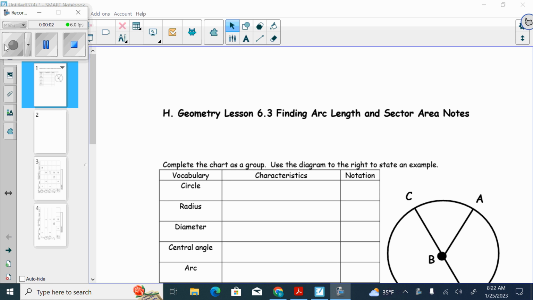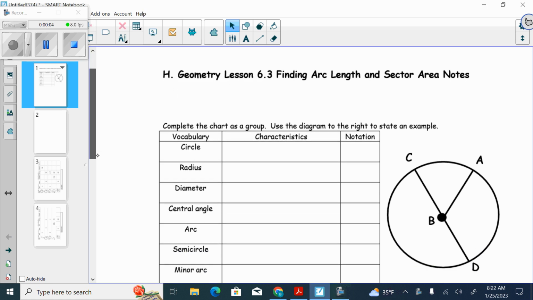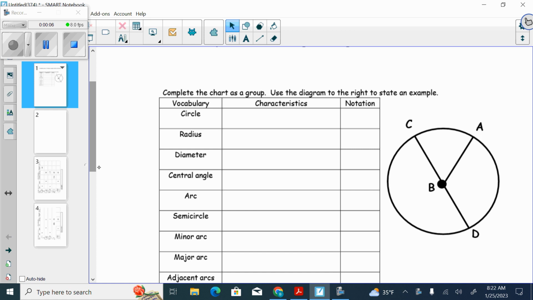Circle. We actually defined this in our notes the other day on 6.1. Okay, we said that the definition of a circle was you have some center, and the circle is made up of all points that are equidistant from that center, right? So all points on a circle are the same distance from the center.